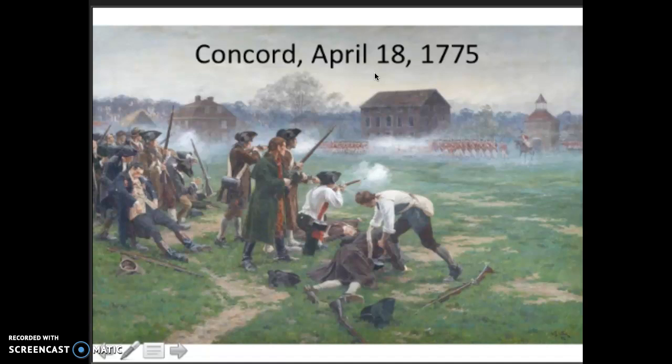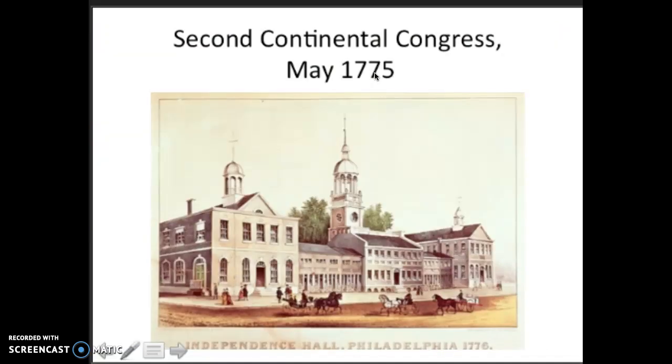This was a month before the Second Continental Congress was supposed to meet. So the Second Continental Congress meets in May 1775. This is called Independence Hall, and you would realize why it was called Independence Hall. So Congress meets again in Philadelphia, and they still want to keep their loyalty to England. Some of them do, at least.